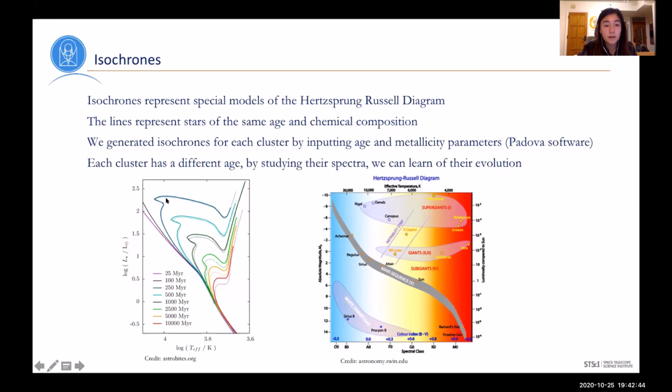So this blue line has stars of the same age, and this orange line will have stars of 5,000 megayears. And then we were able to calculate these theoretical isochrones and generate them using Padova software. And we had to input age, assume one stellar population, as well as metallicity parameters.